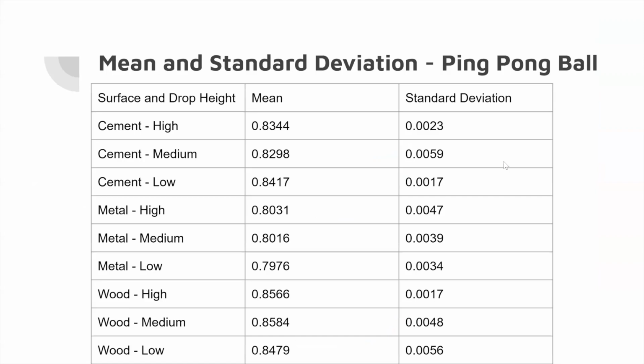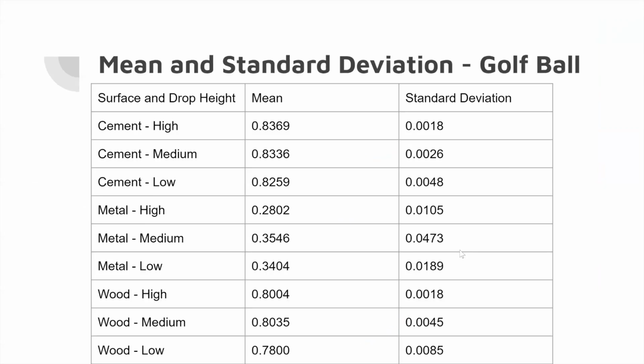Moving forward into our data analysis, for our overall data, we have here the mean and standard deviation for the ping pong ball. The important factor here is that the mean generally falls around the 0.8 to 0.85 range with a relatively consistent standard deviation. If we move forward to the golf ball data, we can see that there is an outlier group for the metal case, where it is much lower compared to the ping pong ball group and the cement and wood groups for the golf ball. The standard deviation also changes a little bit for the metal compared to the rest of the data.